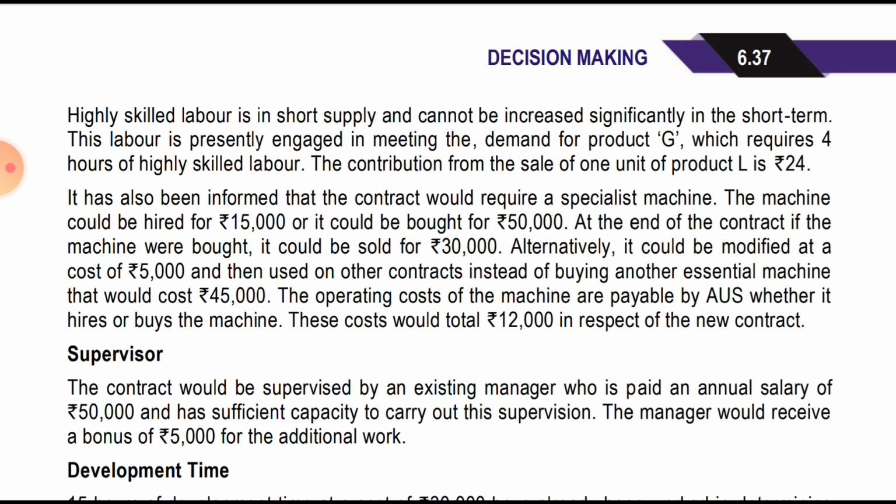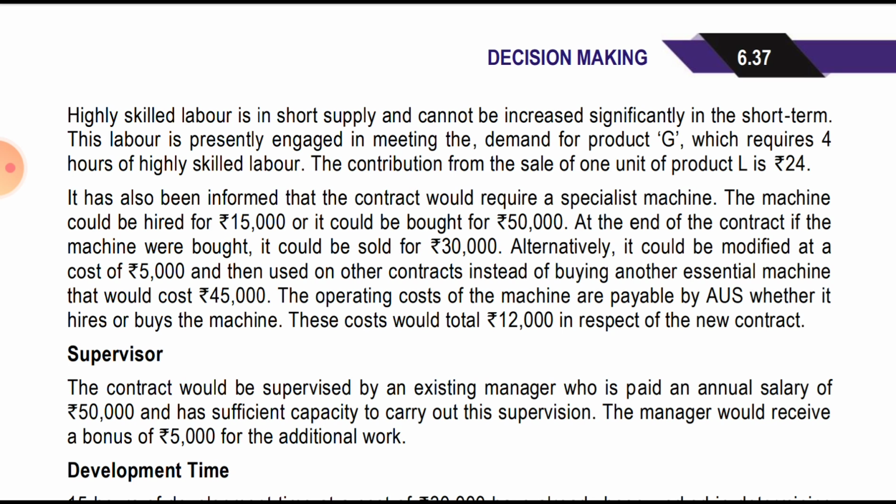Okay, the material thing is done, the component is done, the labor is done. Now this para is in relation to the machinery cost. It has also been informed that the contract would require special machinery. The machine could be hired for 15,000 or it could be bought for 50,000. If it is hired, it will cost 15,000.